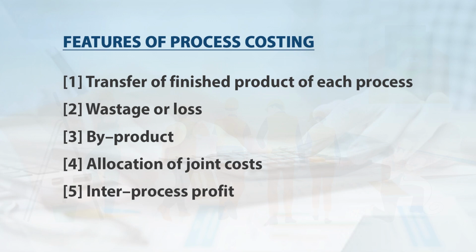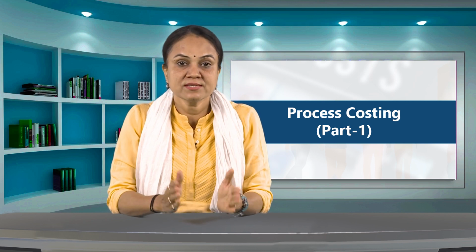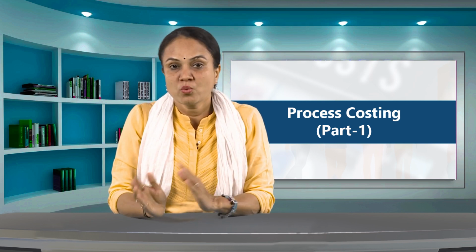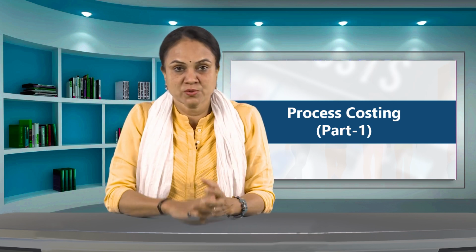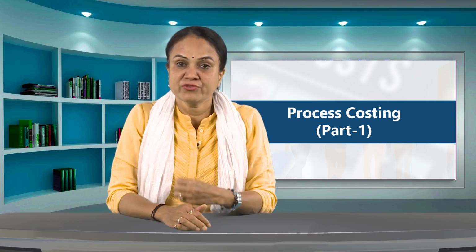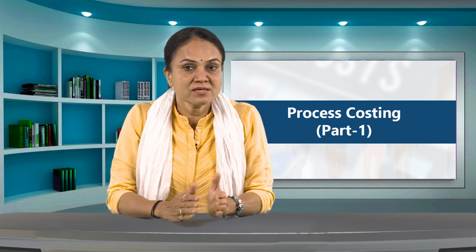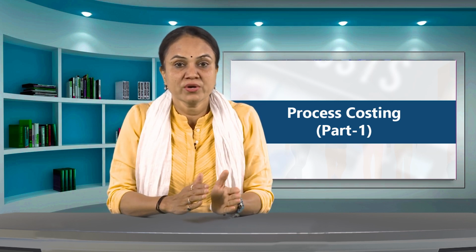Fifth, inter-process profit. There is a practice in some firms to charge a certain percentage of profit while transferring finished goods of one process to the next process. At the close of the year, there will be some stock of finished goods in each process, the value of which will contain the profit charged by the previous process. This profit is unrealized profit. A reserve has to be created for such unrealized profit.